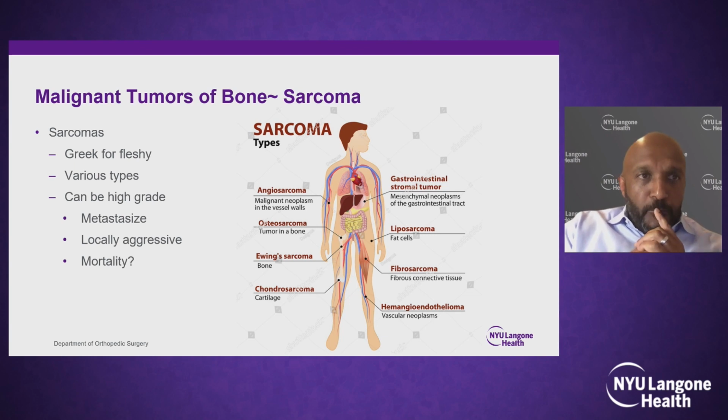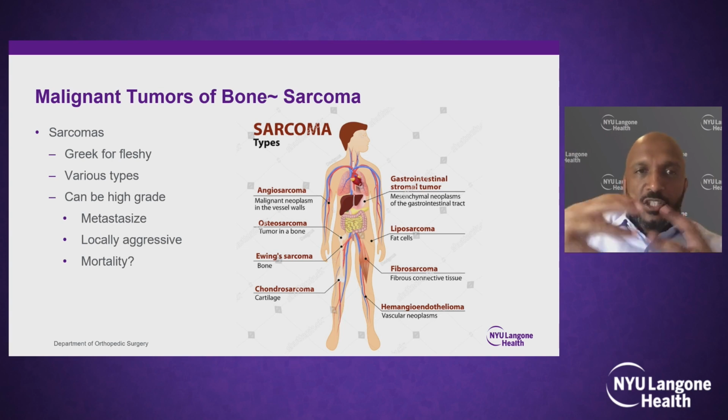So in sarcomas in general, the origin of the name itself is Greek, just meaning fleshy, but these are high-grade tumors. And there are some moderate ones, but for the most part, the ones that we worry about are high-grade, and they metastasize, and they have very aggressive local effect, and the question is mortality. What can be done about this? Or what is it that exactly we've diagnosed here, and how do we treat it? So is there a standard of care for this?